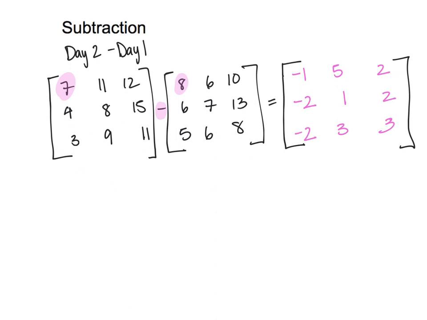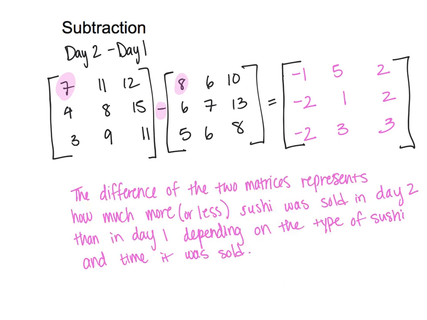And so let's write a few words for this. So here's what I wrote. The difference of the two matrices, so these two, represents how much more or less sushi was sold in day 2 than in day 1, which should make sense, right? Because if you're subtracting day 1 from day 2, you're seeing how much more day 2 made compared to day 1.